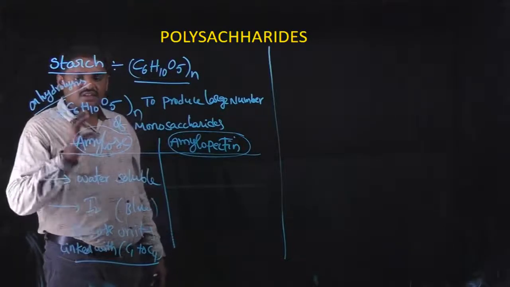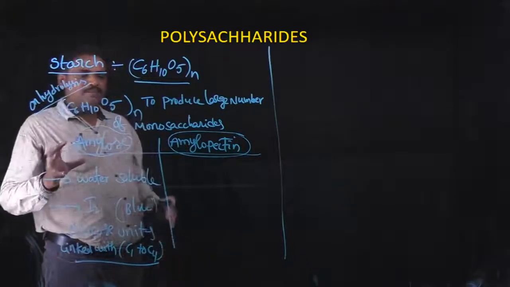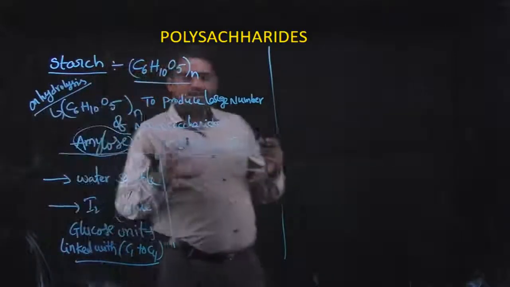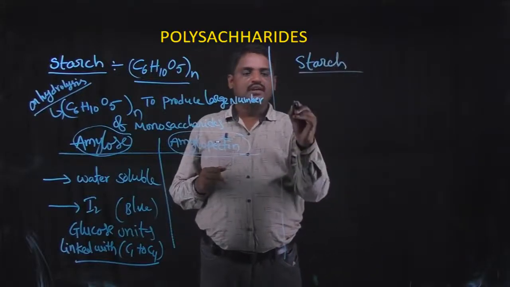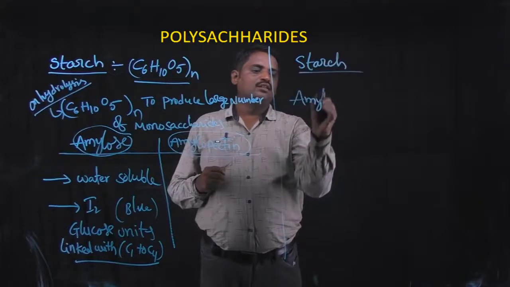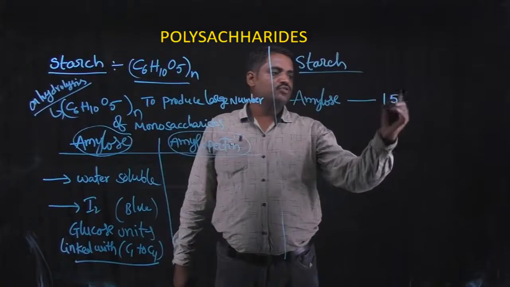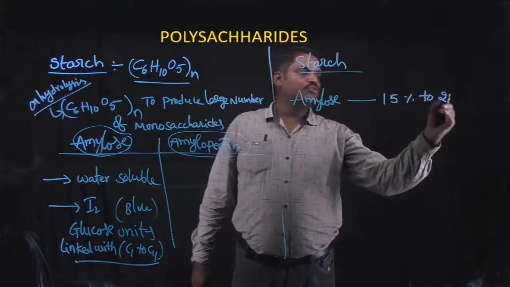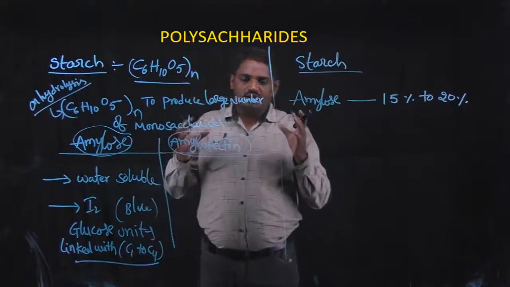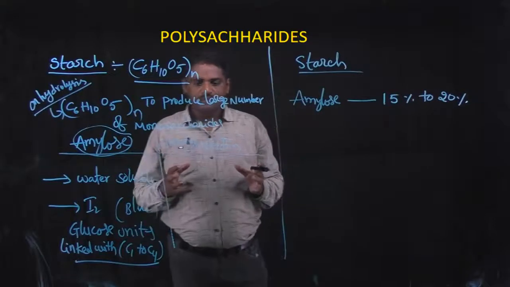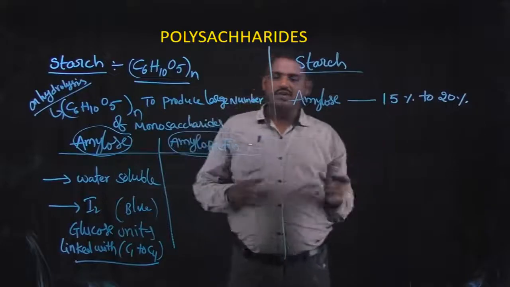It reacts with iodine to produce a blue color solution. In general, amylose in starch, the total starch, amylose only, contains 15% to 20%. Starch, the total compound of starch, contains two units. One of the units is amylose and the other is amylopectin.